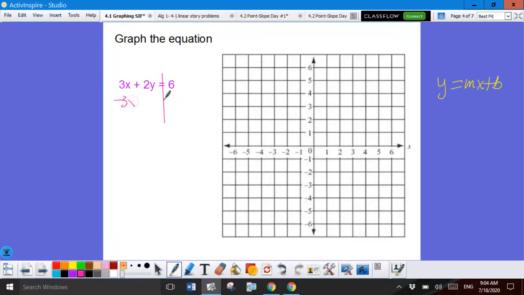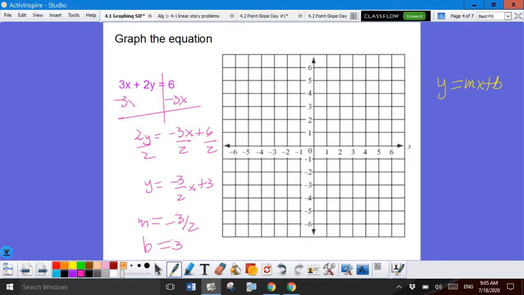So the first thing I'm going to do is move that 3x. So 2y equals -3x plus 6. Dividing by 2, y equals -3/2 x plus 3. So my m is -3/2, and the b is 3. So my first point is starting right there.